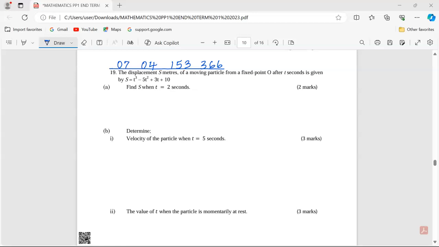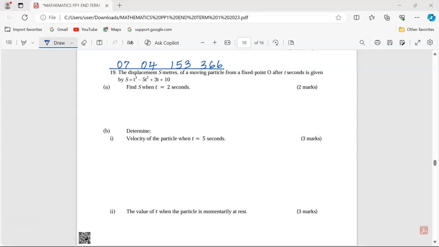We're going to discuss differentiation and its application in kinematics. Number 19, the displacement S meters of a moving particle from a fixed point O after t seconds is given by S equals t power 3 minus 5t squared plus 3t plus 10. Part A, find S when t equals 2 seconds.